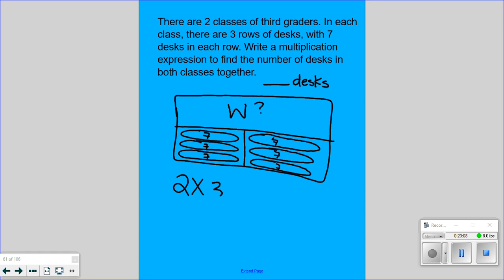They each have 3 rows or 3 groups of 7. Wait, why do you not have a plus sign? There's not a plus sign because we are all counting groups. Remember, when I use groups, I'm going to be using multiplication. Colby, what if I wanted to find out my desks first?